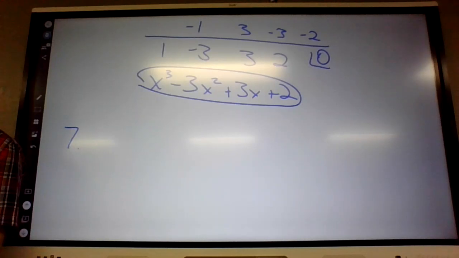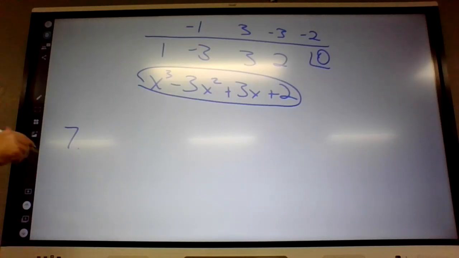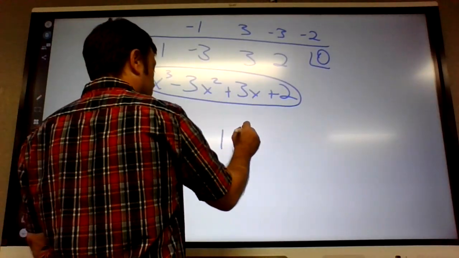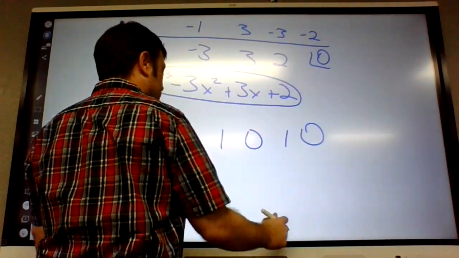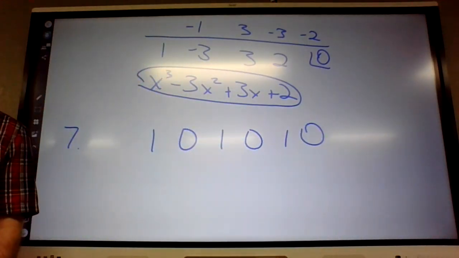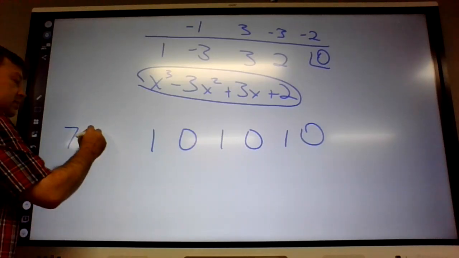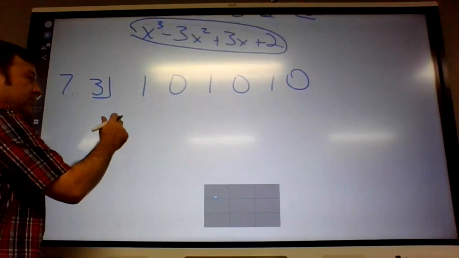Sorry, what do you mean? On number 7, it's missing x to the 4th, x squared, and a constant. So there's three blank spots, three zeros. So it's 1, 0, 1, 0, 1, 0. And we're dividing by x minus 3. 3 goes in the box.